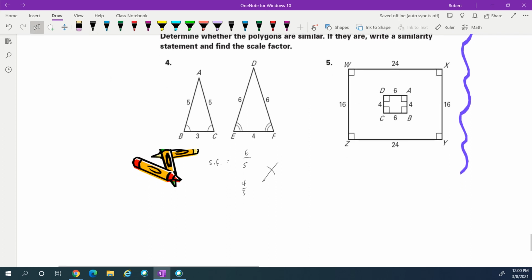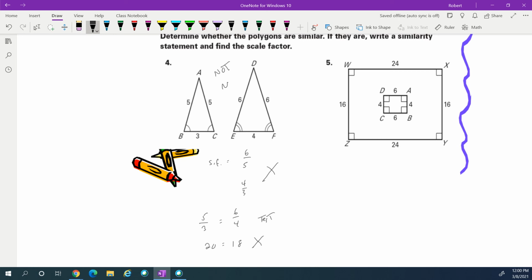We could set up a proportion. Leg over base equals leg over base, and test that. We can cross multiply. 20 equals 18. That's not right. So these are not similar. Now, we'll get more into this in the next section, but it does relate to the idea of a scale factor that we're working with.